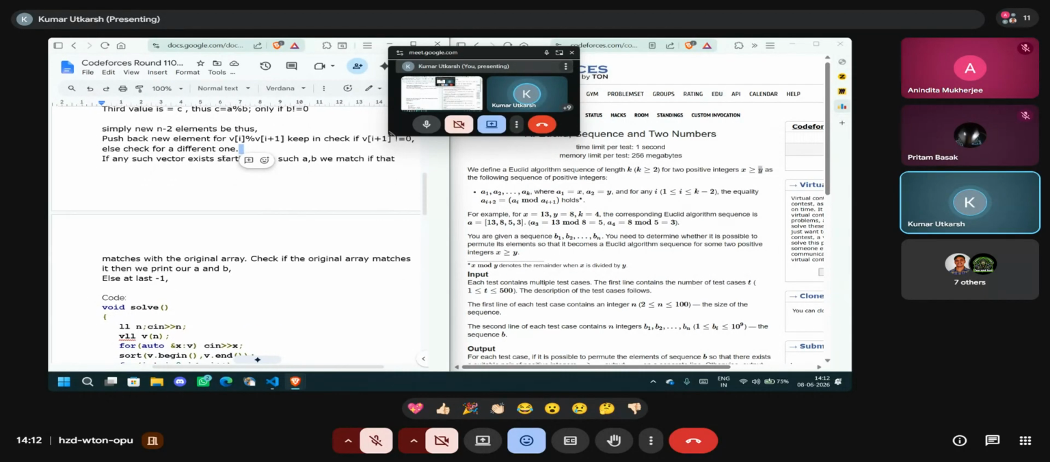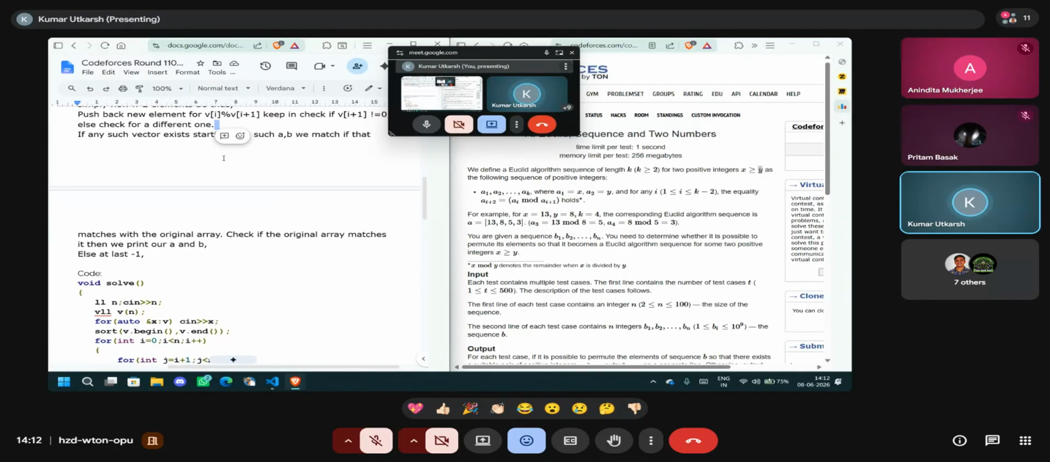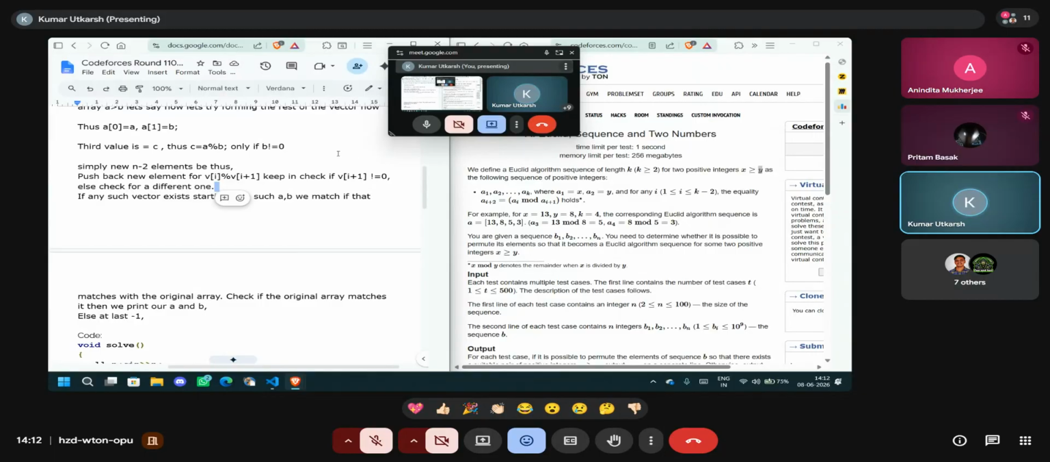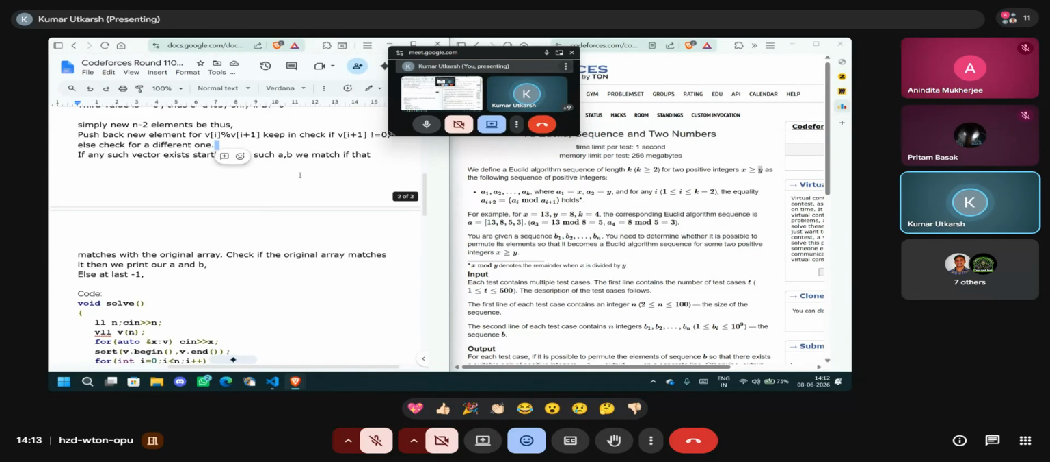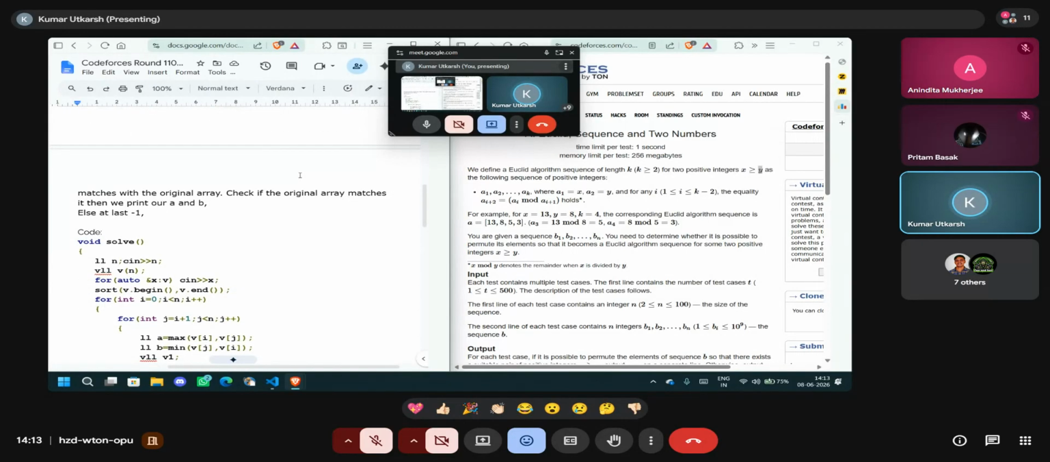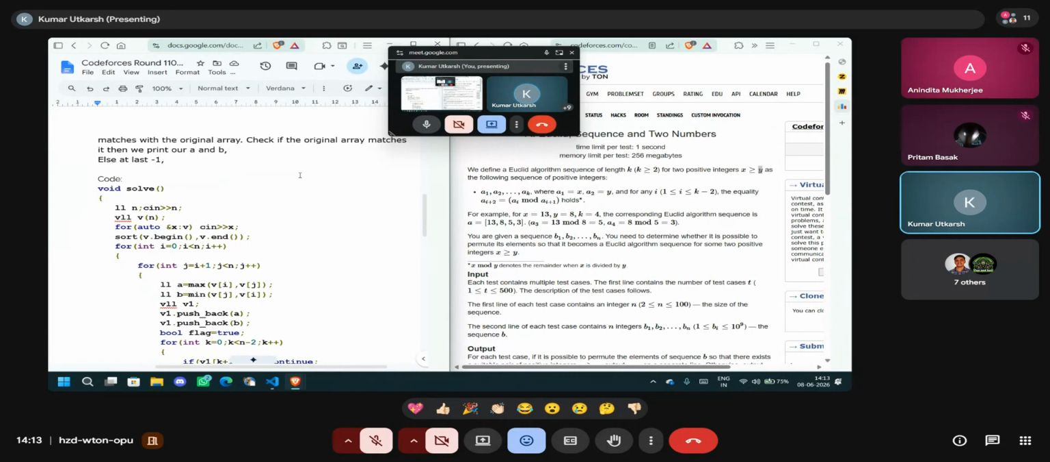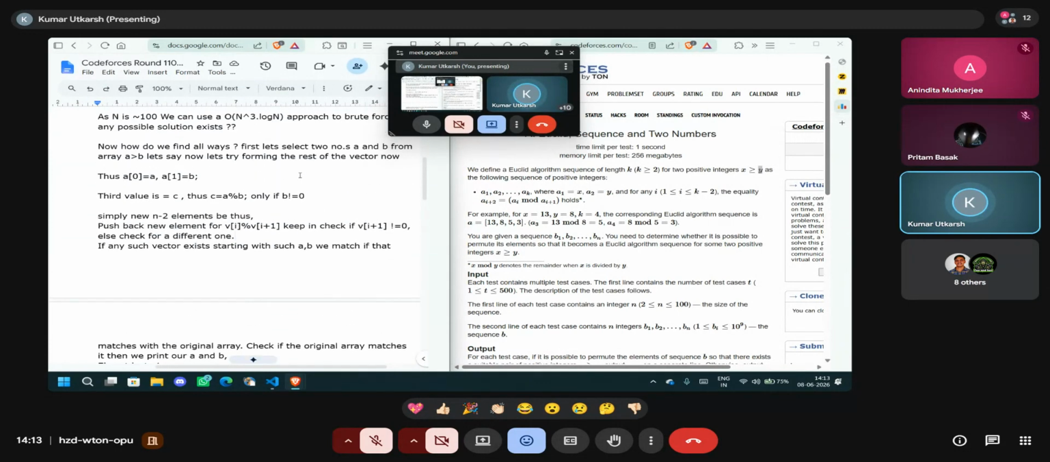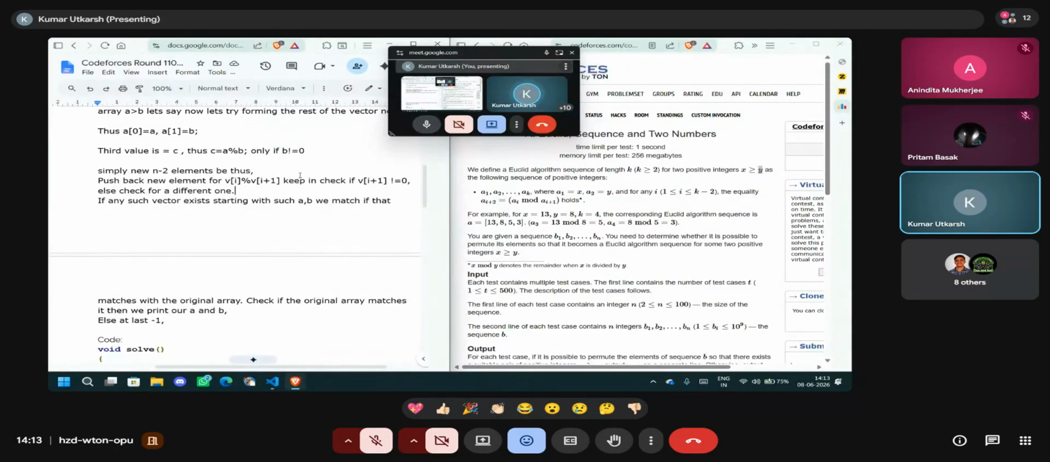Then we form the array and check if it's equal to the original one. That is, we are trying to form all kinds of arrays by choosing the first two integers, and then checking if that's equal to the original one in any permutation. How can we check it? Are you able to get why it's not n factorial and it's just n square to get all possibilities? Yes, I got it.